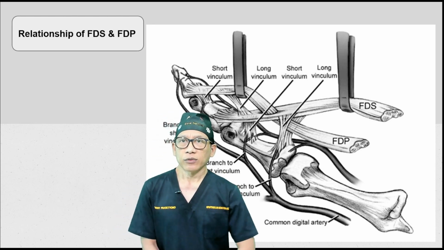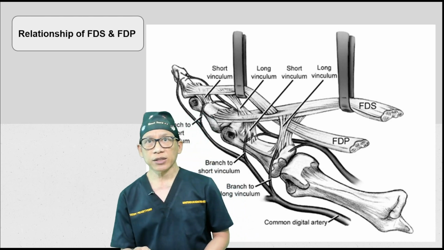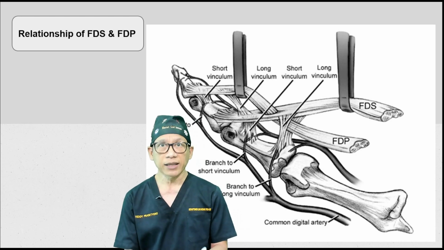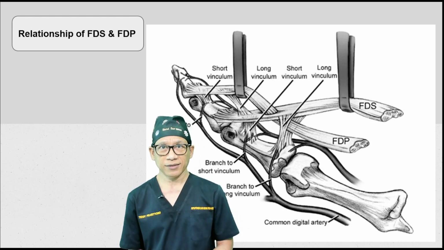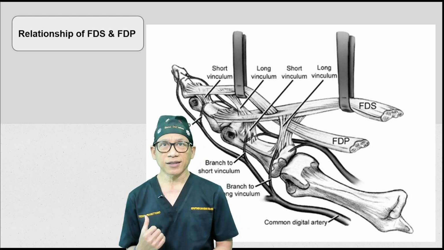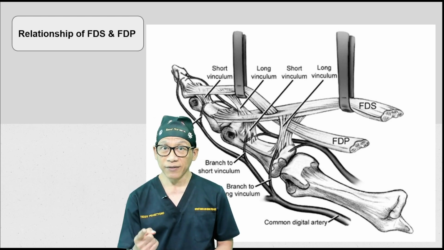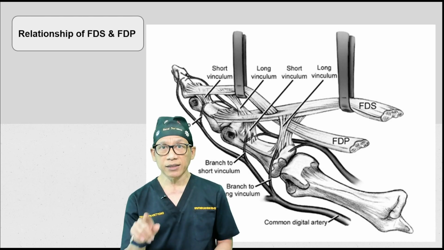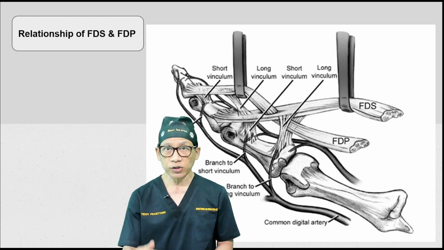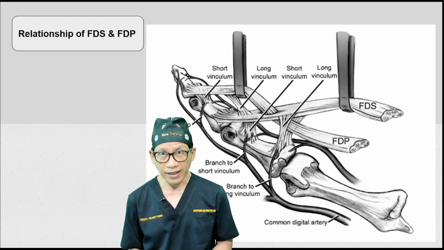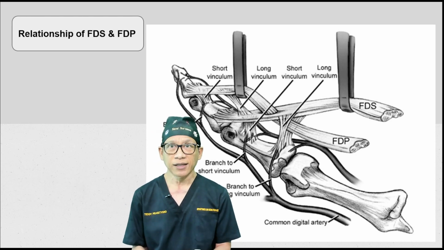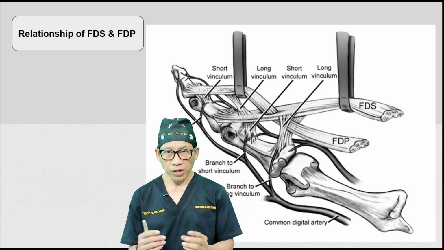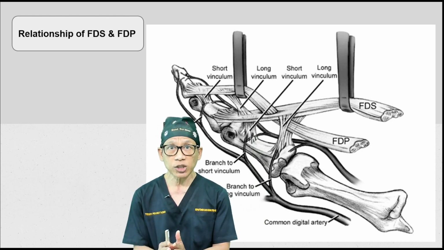However, now recall the sites of insertion. The FDS inserts in the base of the middle phalanx, while the FDP inserts in the base of the distal phalanx. How come the FDP is positioned deeper but then inserts into the distal phalanx, which is more distal than the insertion of the FDS? So then, this is the explanation: the FDS tendon, starting from the MP joint level, is actually split.